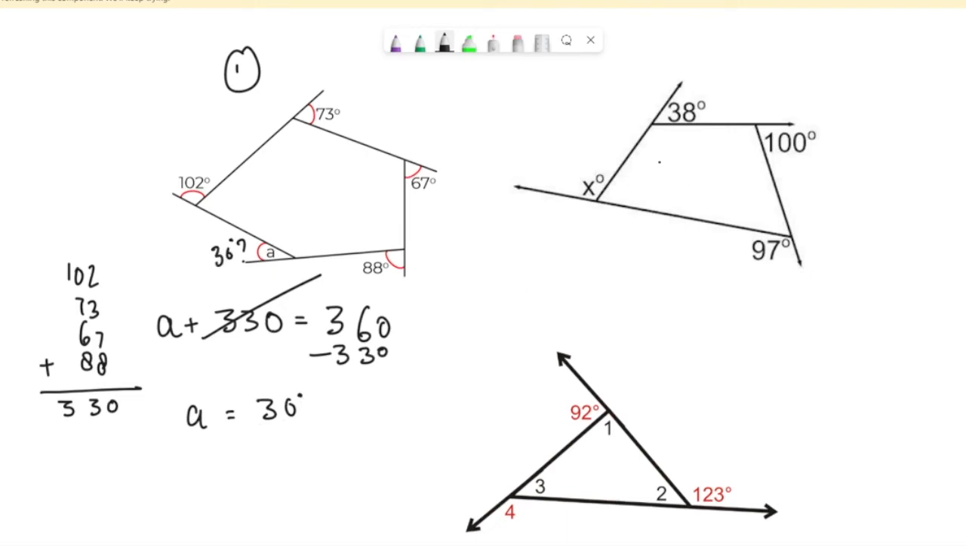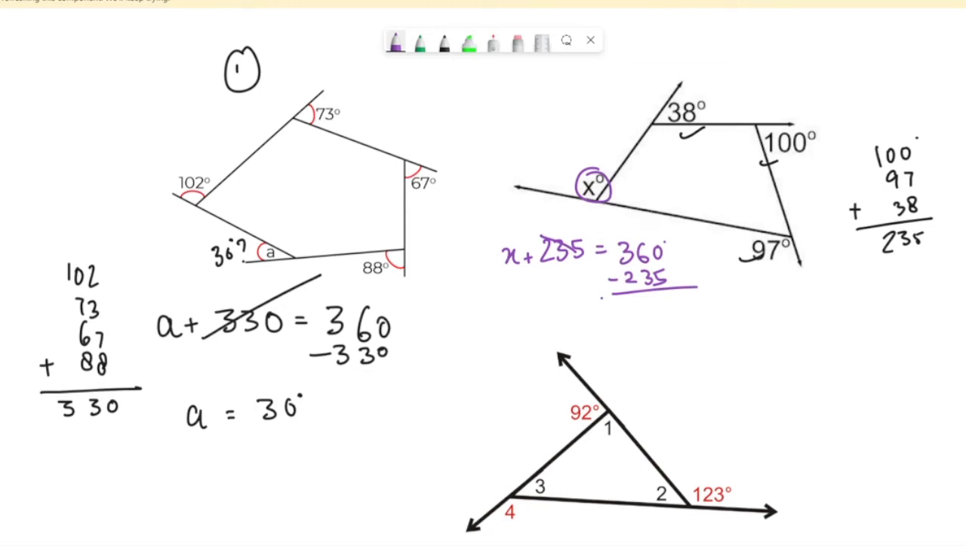Same thing with this one. To find X, first we need to add all these three angles, which is 100 degrees plus 97 plus 38, which gives us 235. Now we see that this angle plus 235 together should give us 360. So to figure out X, we subtract 235 from 360, and we get 125. So the value of X here is 125. Let's do the same thing with the third one. This one is missing.